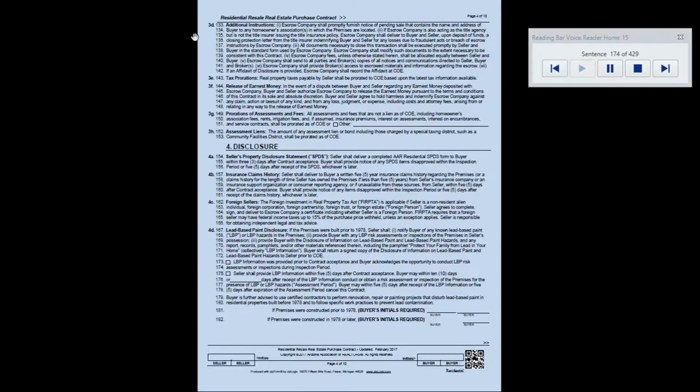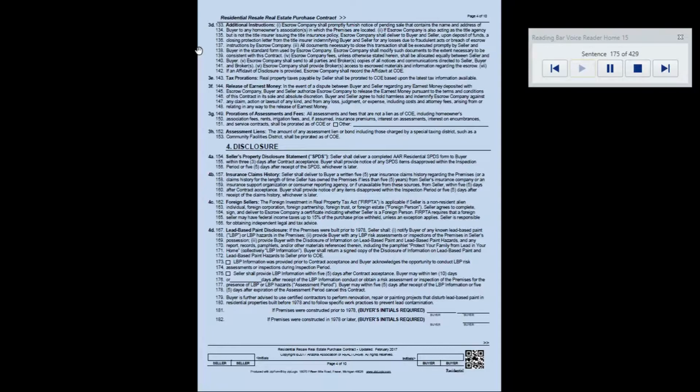3. All documents necessary to close this transaction shall be executed promptly by seller and buyer in the standard form used by escrow company. Escrow company shall modify such documents to the extent necessary to be consistent with this contract. 4. Escrow company fees, unless otherwise stated herein, shall be allocated equally between seller and buyer. 5. Escrow company shall send to all parties and brokers copies of all notices and communications directed to seller, buyer and broker or brokers.